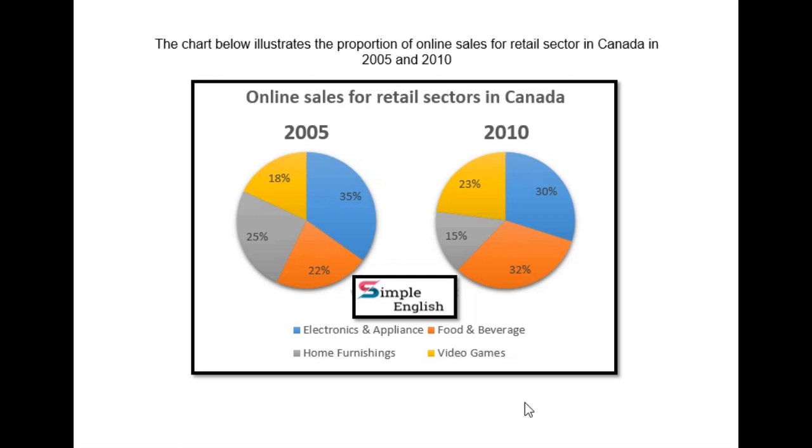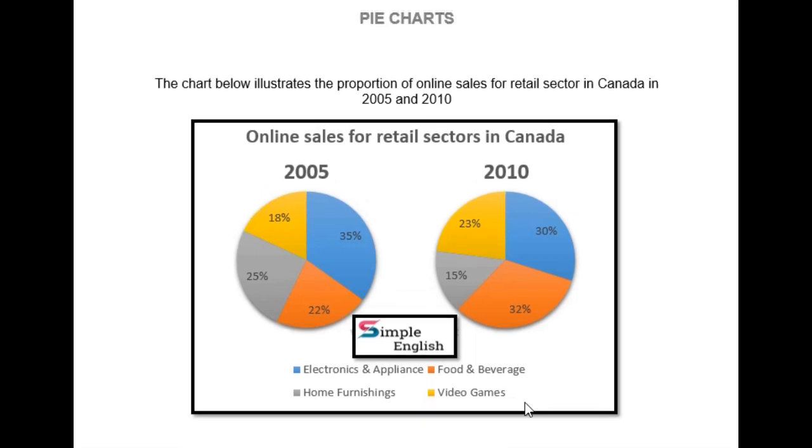Today we are going to learn about pie charts and how to write IELTS pie charts. So basically there are several types of pie charts in the IELTS exam. Here you can see one of the types, which is called a multiple pie chart with a trend, which means with years, right? So online sales for retail sectors in Canada. Here is a change. For example, it was 18 and it became 23. So there is a change.